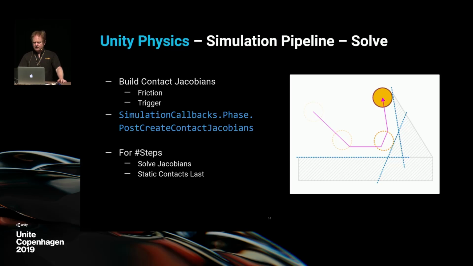So the last point then is the solve, where we're building our contact Jacobians. Please don't ask me what a Jacobian is or how to describe it. It's a magic box. But we're creating two types of Jacobians. Friction ones for the contacts, so the body sliding across the floor or stacking on top of each other. And then the trigger Jacobians for just an overlap, so a body entering a particular volume. And at this particular point, there's another callback that you can hook into the system.